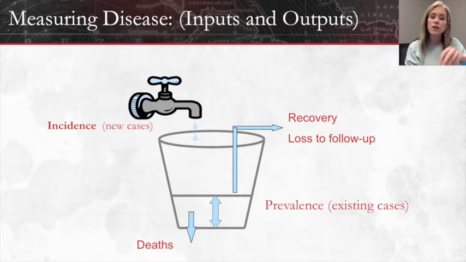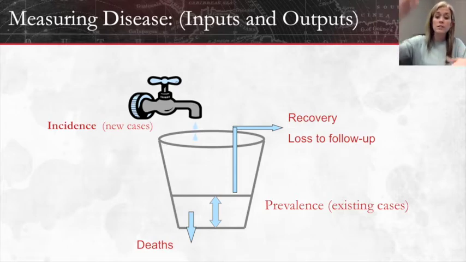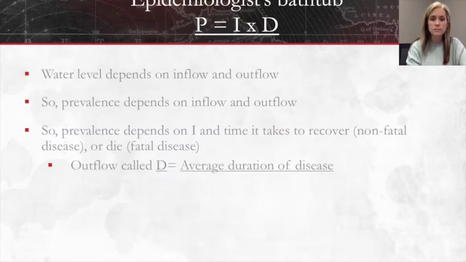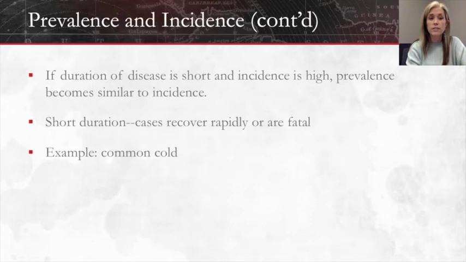But ultimately, you can understand the relationship that as new cases come flooding into the bathtub, depending on what the duration of disease looks like, ultimately prevalence can be increasing. And so it's really important that you understand this relationship when looking at a health condition of interest. So ultimately, water level depends on inflow and outflow. And so prevalence depends on inflow and outflow. Prevalence depends on incidence and the time it takes to recover or die in the case of a fatal disease.